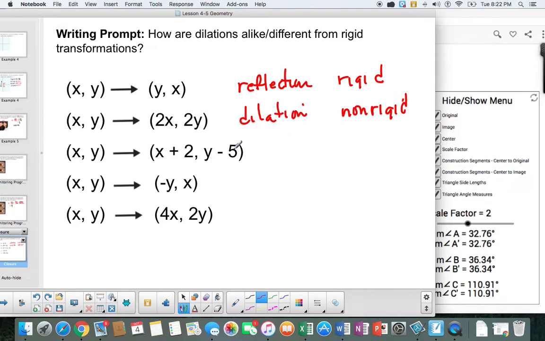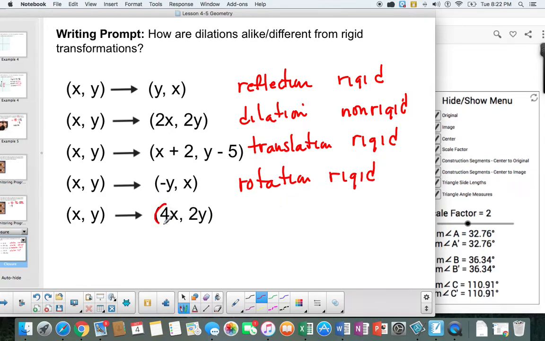So it's going to become twice as much. I hope you recognize this as a translation, and a translation is rigid. I hope you recognize this. This is a rotation, and this is rigid.